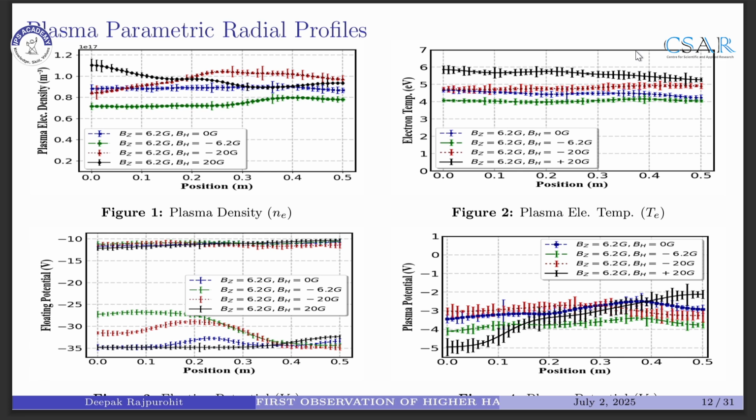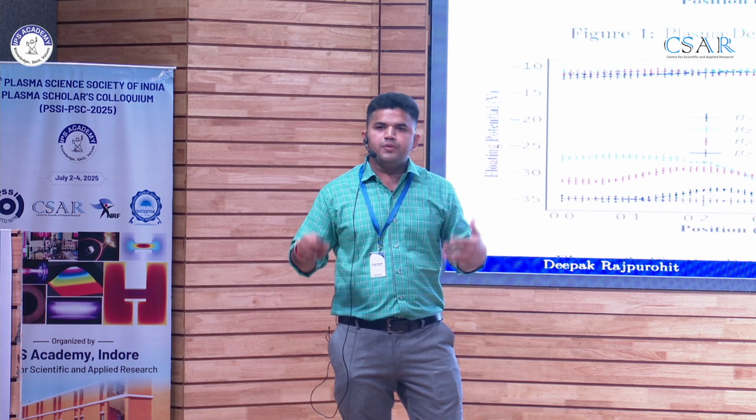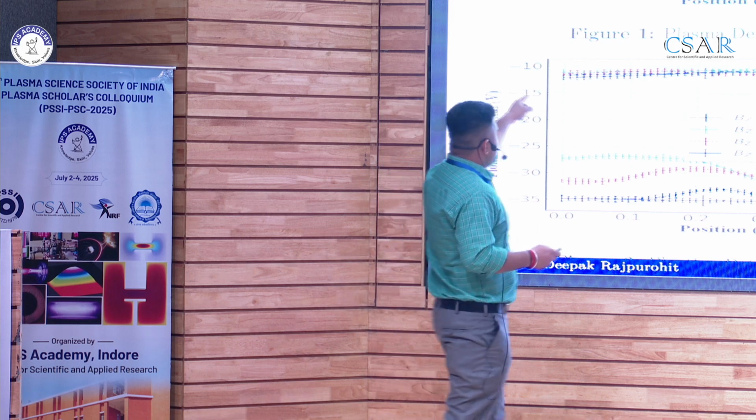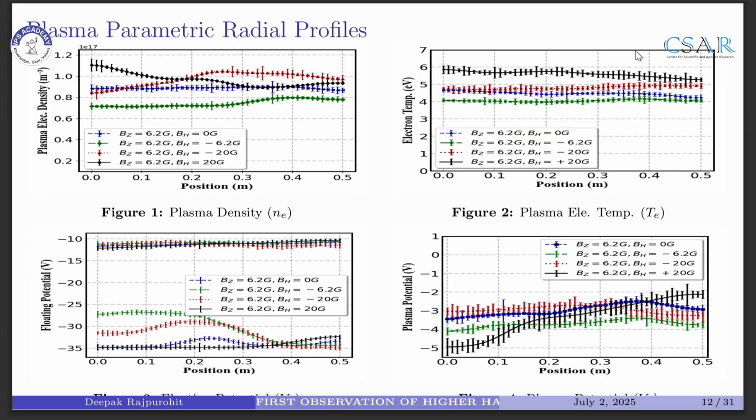These are the plasma parameter radial profiles, meaning in different magnetic field scenarios, how plasma density and temperature are evolving. The first is plasma density, then plasma electron temperature, floating potential and plasma potential, at 4 magnetic field scenarios. First there is an axial field in LVPD, BZ, and the Helmholtz field we call BH. So first, Helmholtz is switched off, only the axial field is there.